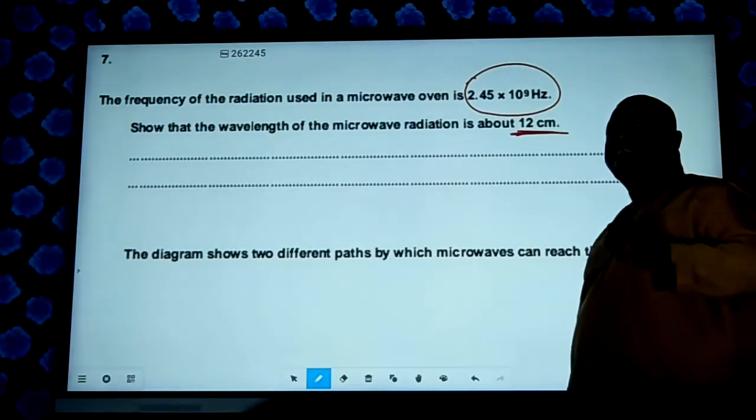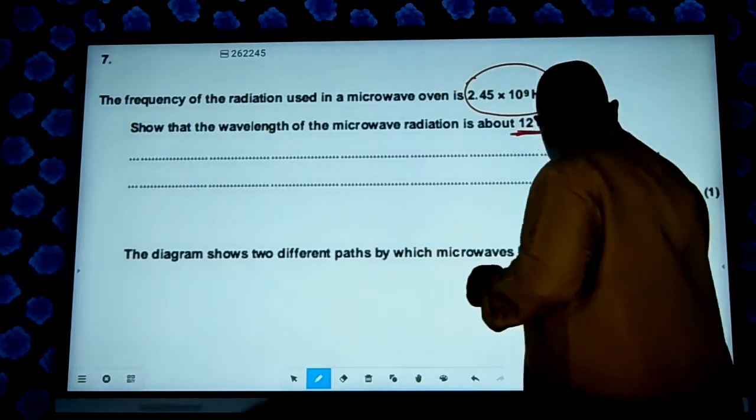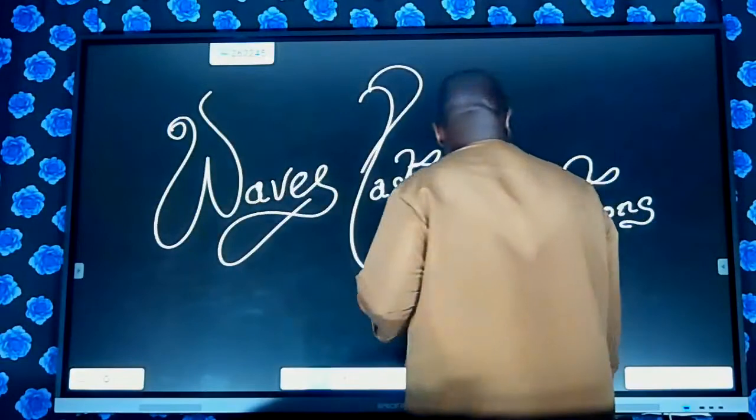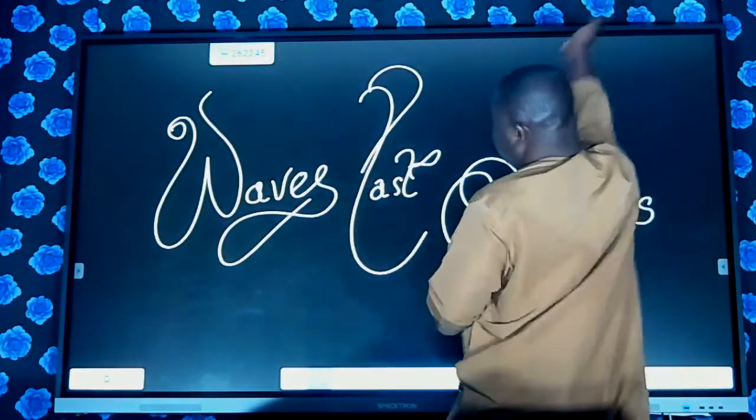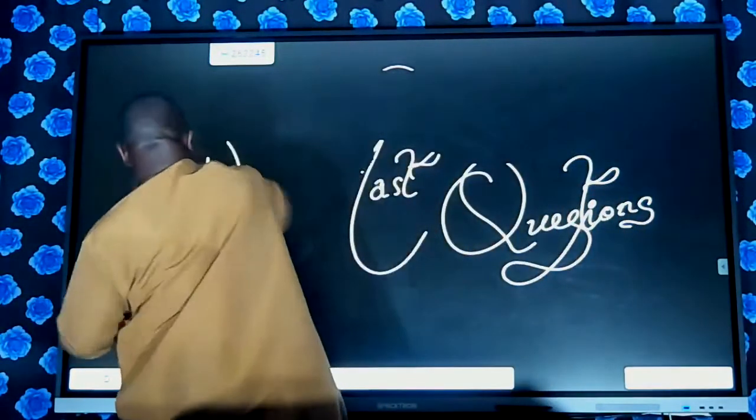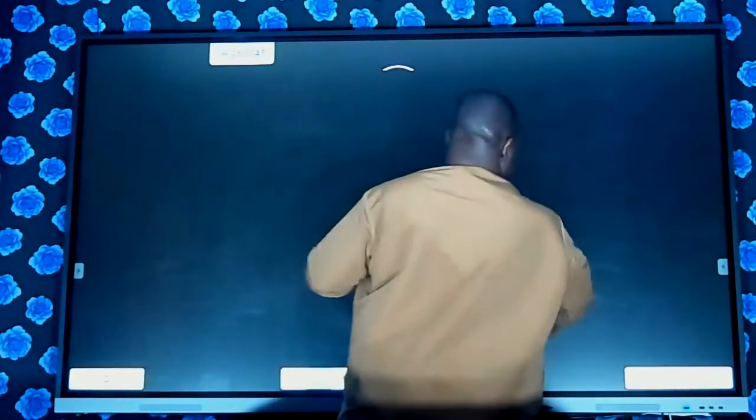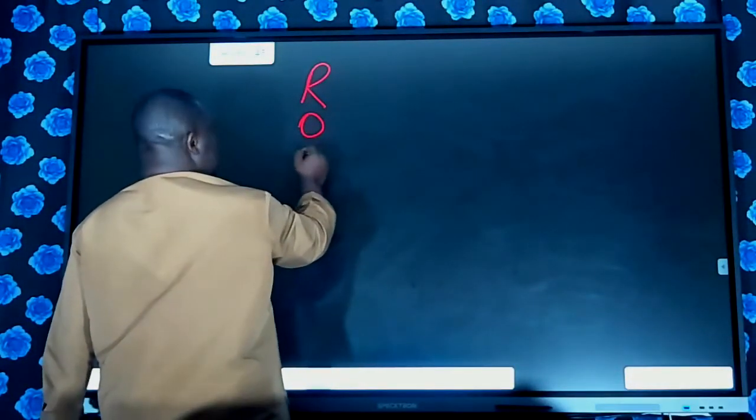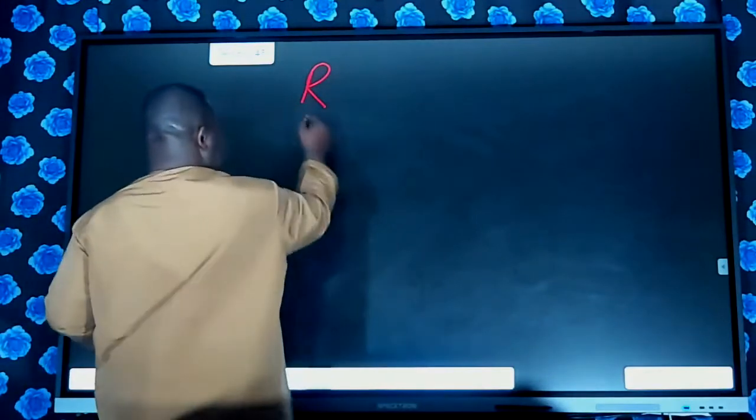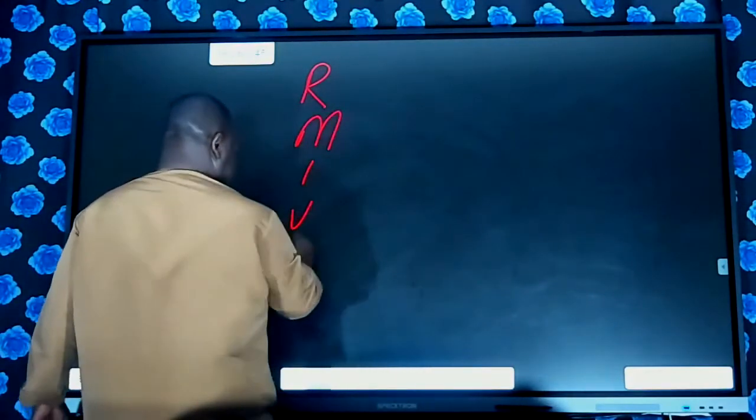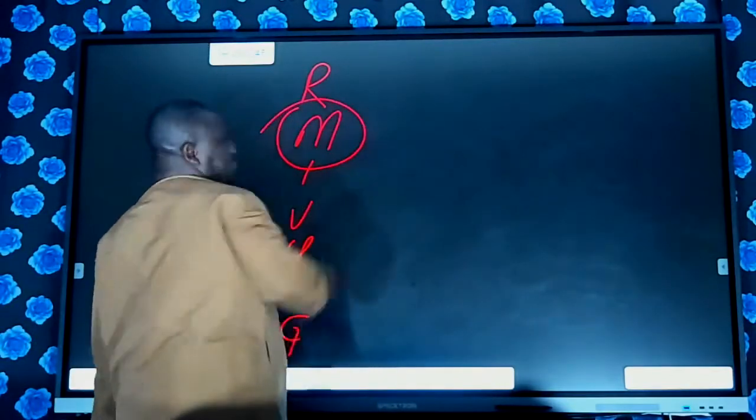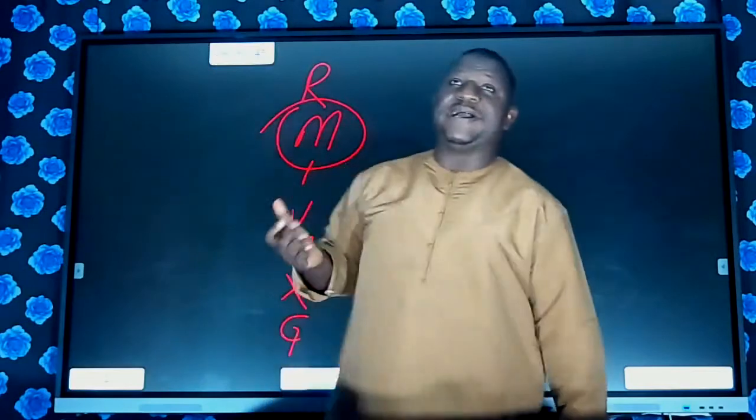One thing students forget here is that microwave is one of the electromagnetic waves. Let me clean this one off so that I can use this to solve some questions. So it's one of the electromagnetic waves, and remember, your electromagnetic waves, ROYGBIV. Microwave is one of these electromagnetic waves.